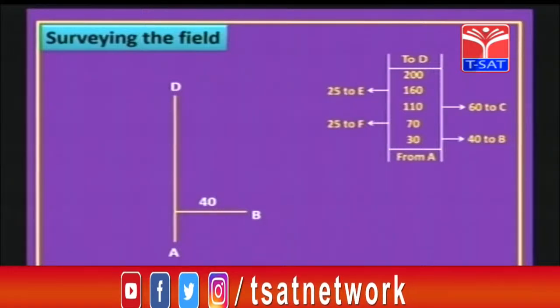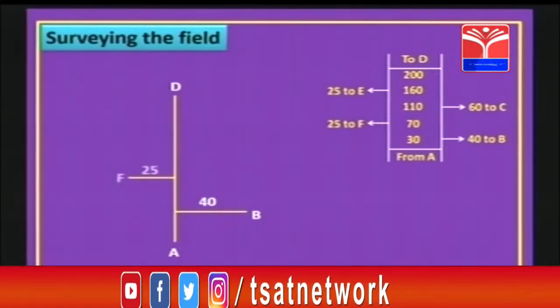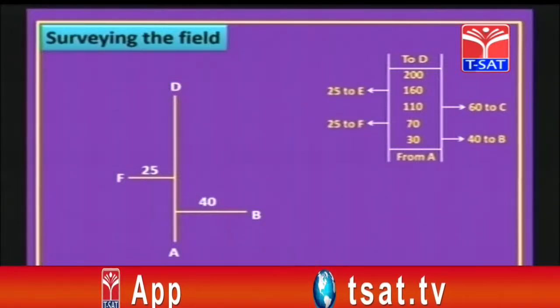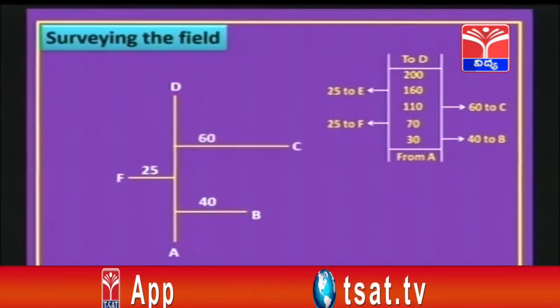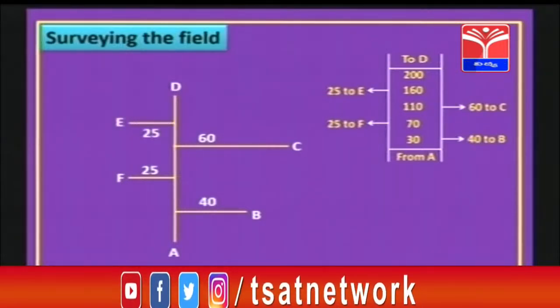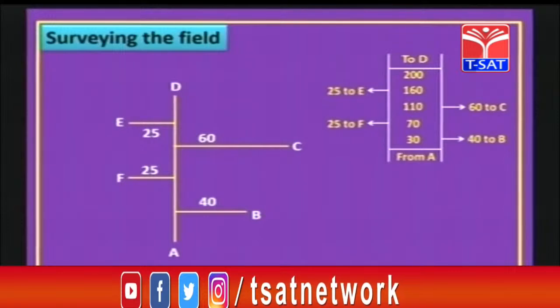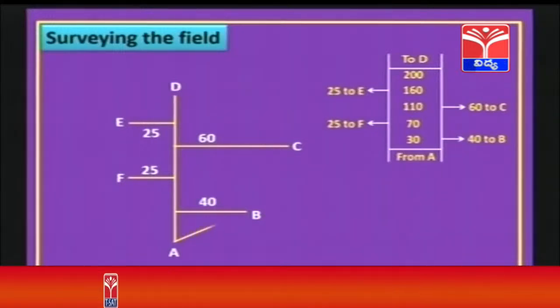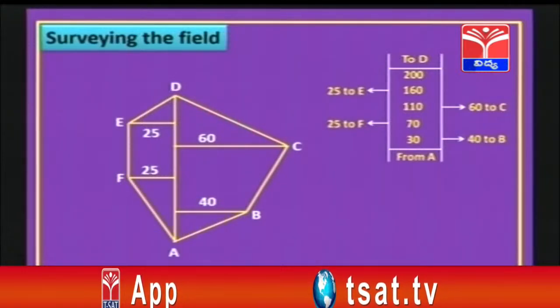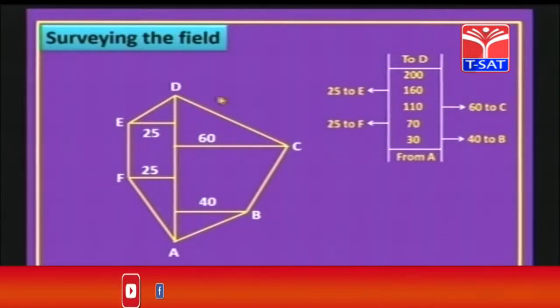Then at a distance 30, we are moving towards the right side. How much? 40. That point is B. And again at 70, we are moving towards the left, that is 25 to F. Again at 110, we are moving to the right, that is 60 to C. Then at 160 again we are moving to the left to E, a distance of 25. Now let us join all these vertices, children, A, B, C, D, E, F, and again coming back to A. Now if you notice, you got a closed figure, children, right? Now this is actually the shape of the field.